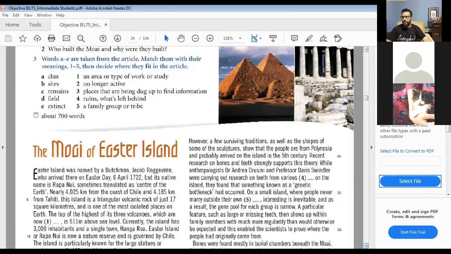Okay, so first of all, here we have a few missing words. So I'm just going to give you the words which are missing. Do you see number 1 here? Can you see number 1?